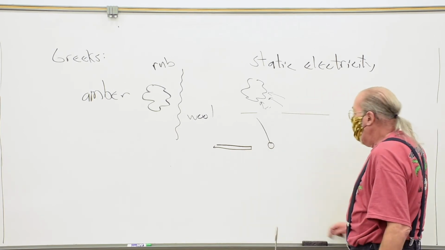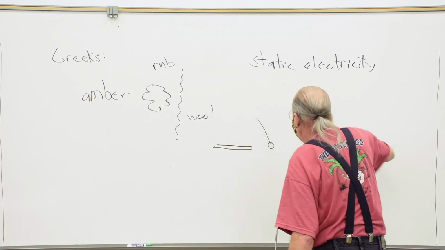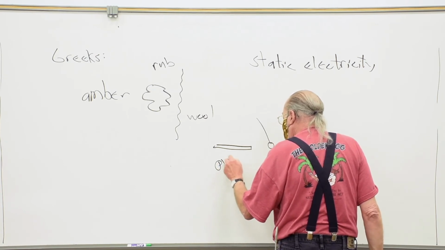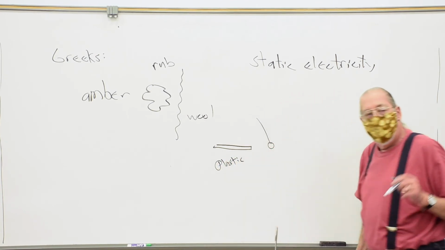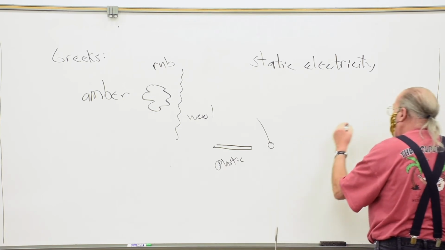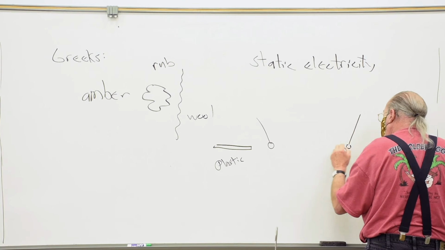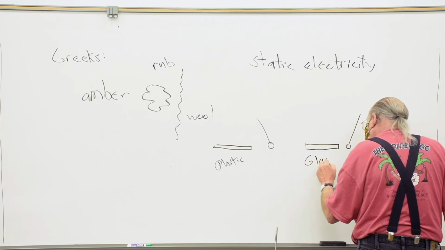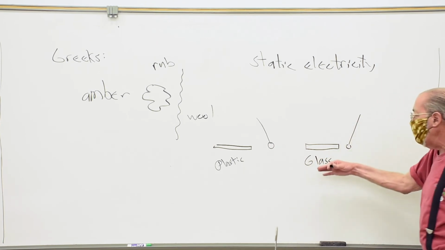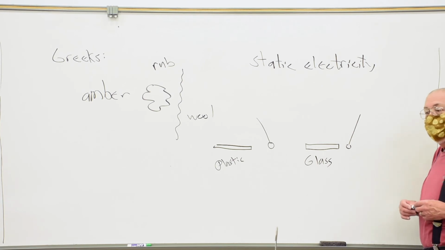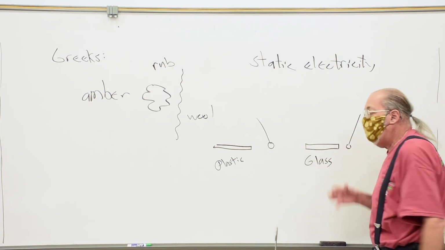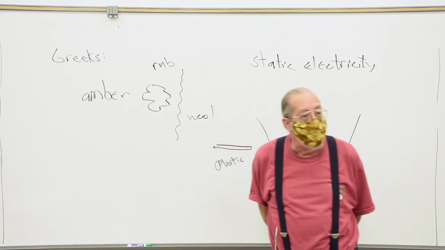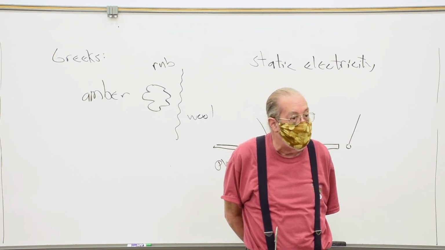And what is remarkable is that this is plastic. If you then take that very same ball and don't let it discharge, and you bring it near a rod that is made of a different substance like glass, it is attracted to it. Whatever this force is, it can be repulsive or attractive. This indicates that there are at least two different kinds of charge.